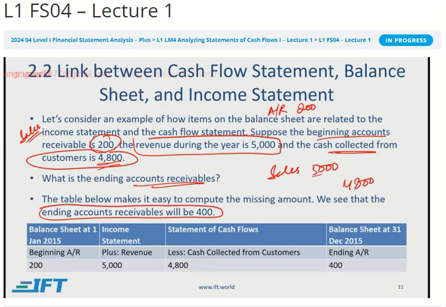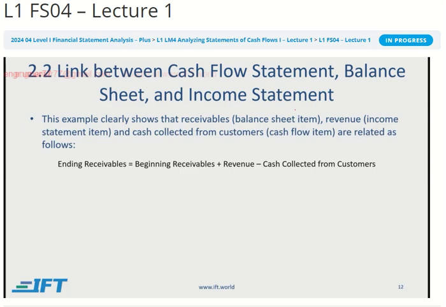Well, because if you have sales of 5,000, but cash collected is only 4,800, that means $200 worth of sales has been done which has not been collected in cash. So this 200 must have been an increase in accounts receivable. So accounts receivable must have increased from 200 to 400, right? And this is how your balance sheet, your income statement and your cash flow statements are linked.